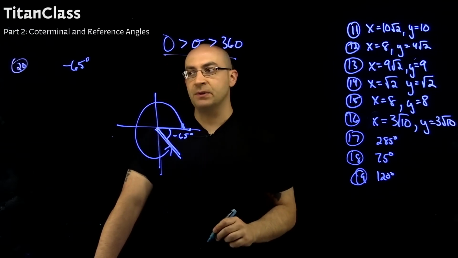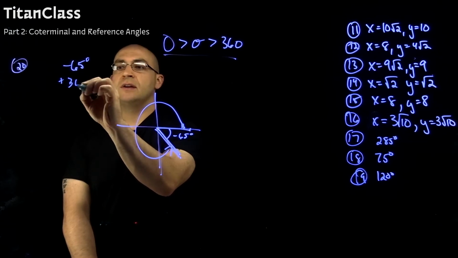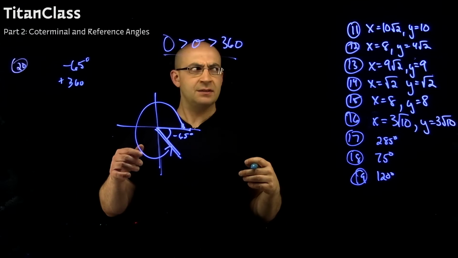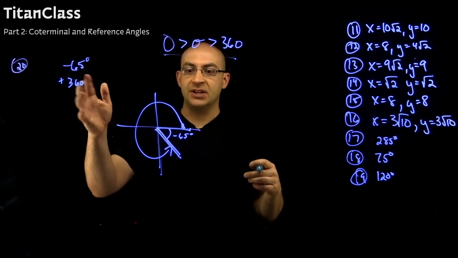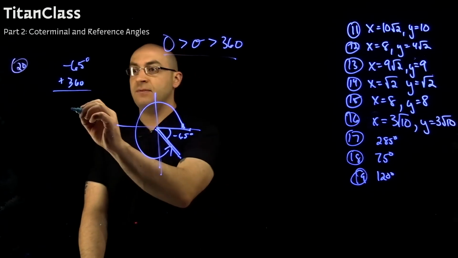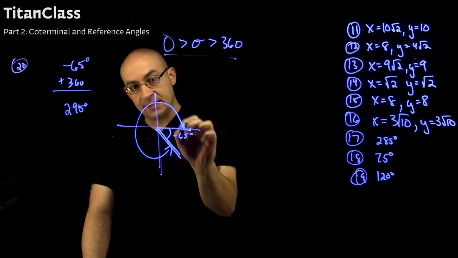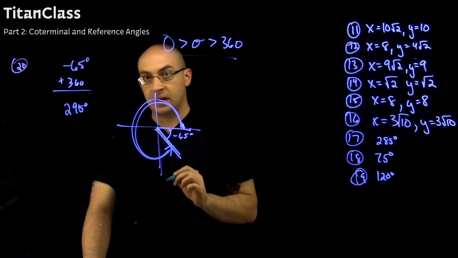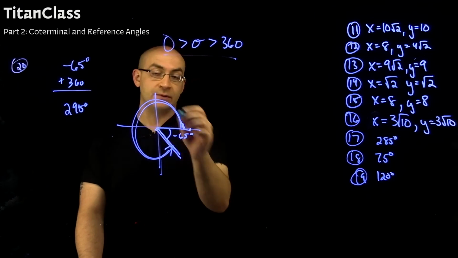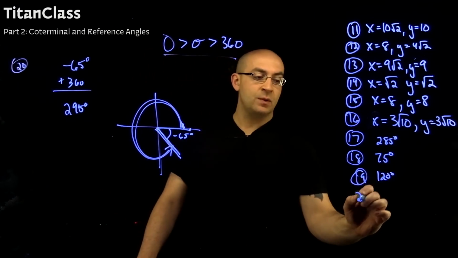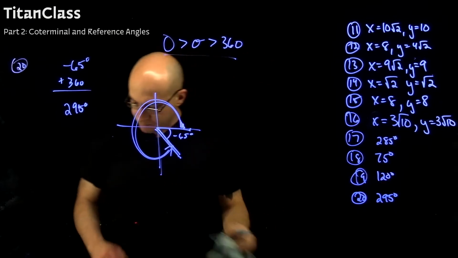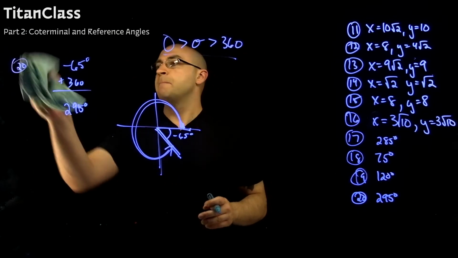So the difference between those two things is just the addition of 360 to it, because the coterminal angle is going to have to be an addition to 360. So this is going to give me 295, because this angle is 295 degrees. The 295 and the 65, regardless of the sign, will equal one full revolution of 360. So number 20 is 295 degrees. All right, let's move on.